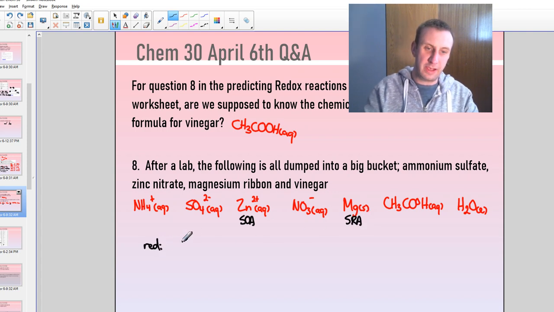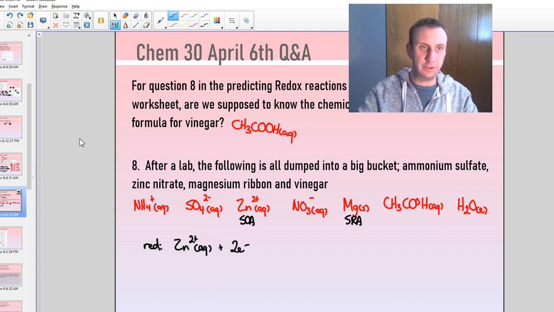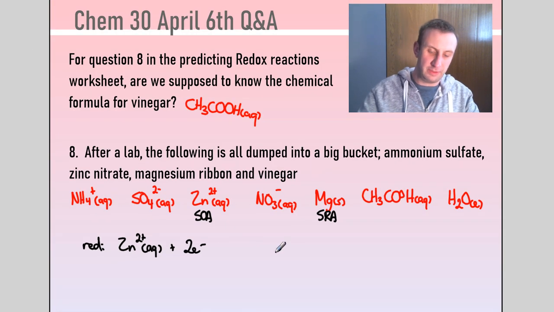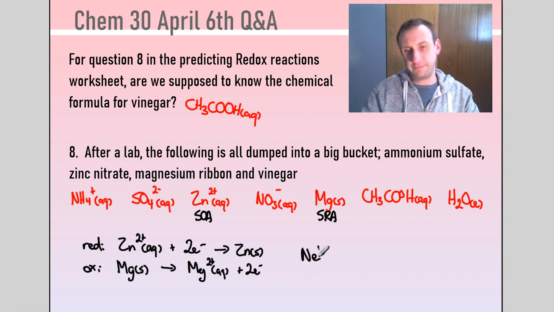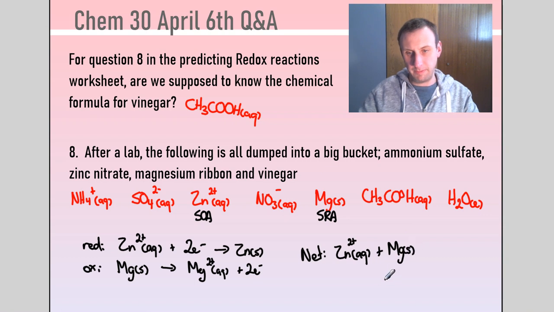So for reduction, I have Zn2 positive aqueous plus 2 electrons gives me Zn solid. And then for the oxidation, I've got Mg solid makes Mg2 positive aqueous plus 2 electrons. And then for the net, I end up with Zn2 positive aqueous plus Mg solid makes Zn solid and Mg2 positive aqueous.